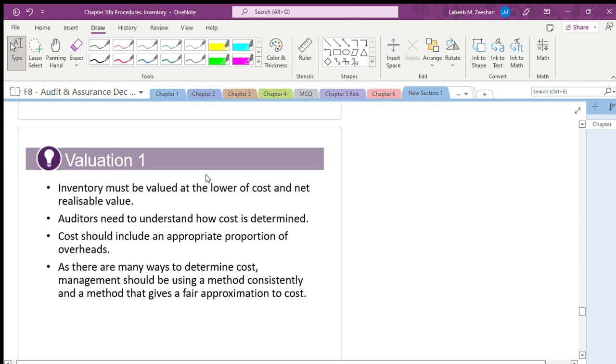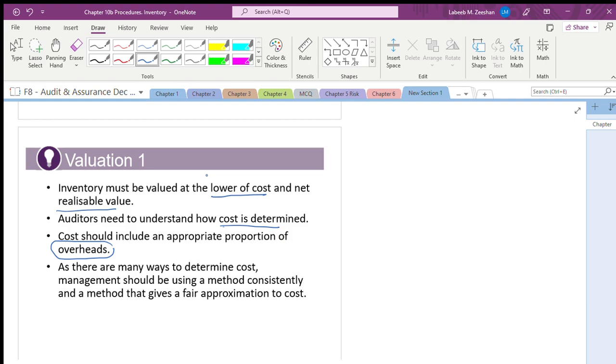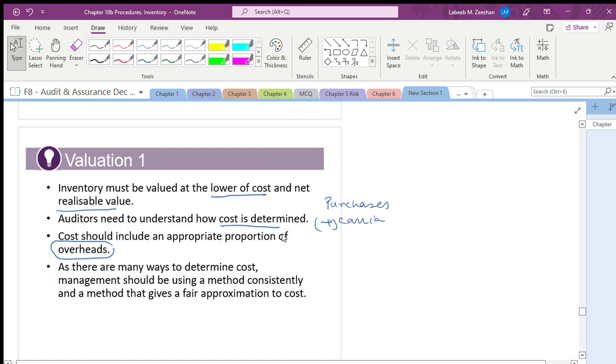How are we going to value? It should be at the lower of cost or net realizable value. Auditors need to understand how cost is measured. Cost is determined, and cost should include appropriate overheads. That's what it says. Assume we are talking in terms of purchases, I told you in the beginning. What will we add? We add carriage inwards.